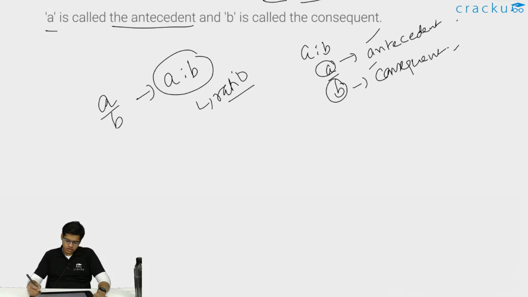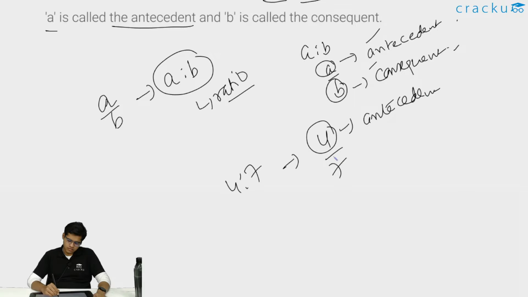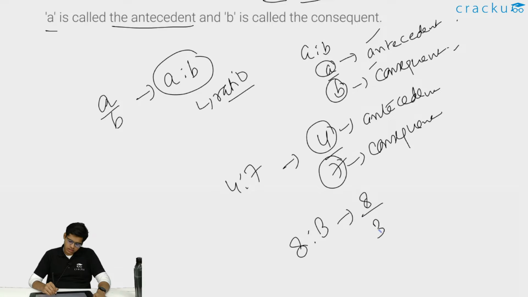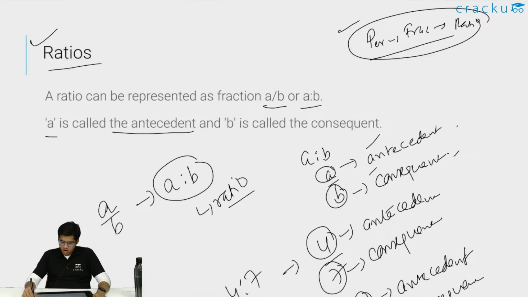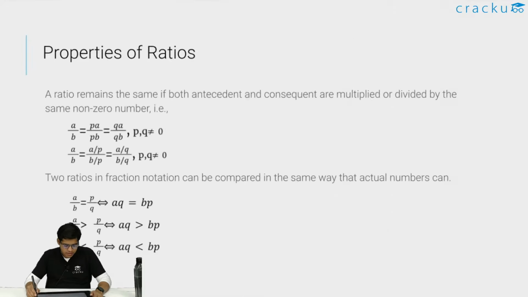Let's say the ratio is 4:7, right? It means 4 by 7. So 4 is the antecedent, 7 is the consequent. Then comes 8:3, which is 8 by 3. 8 is the antecedent, 3 is the consequent, right? Okay, let's move to the next slide.